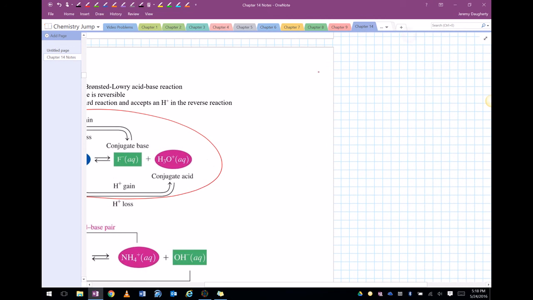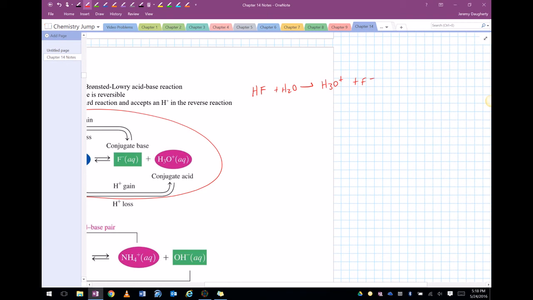The first way I'm going to write that reaction, I'm going to do it right here. HF, I'm going to drop the phase symbols just to save space, plus water, one-way arrow. It forms H3O plus F minus. So one-way arrow in that case.